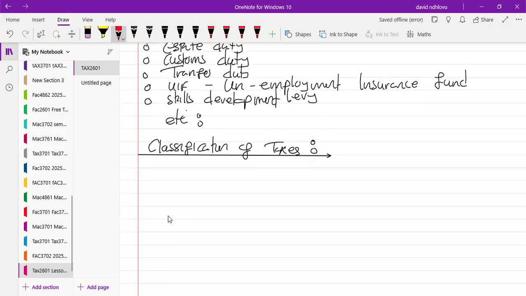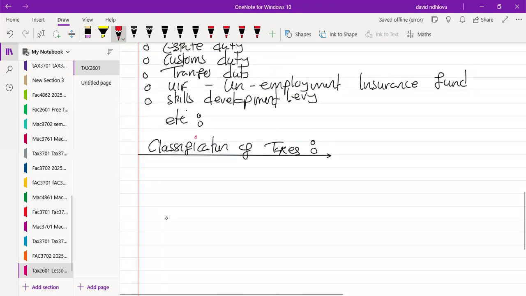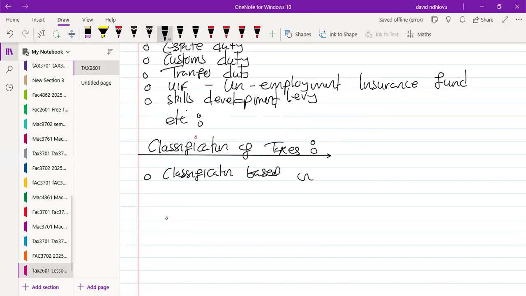Right, so we are looking at the classification of taxes. I'm saying cost here, I'm thinking I'm in management accounting. When you classify taxes, you are grouping taxes according to certain characteristics and similarities. Right, so we have classification based on the tax base.